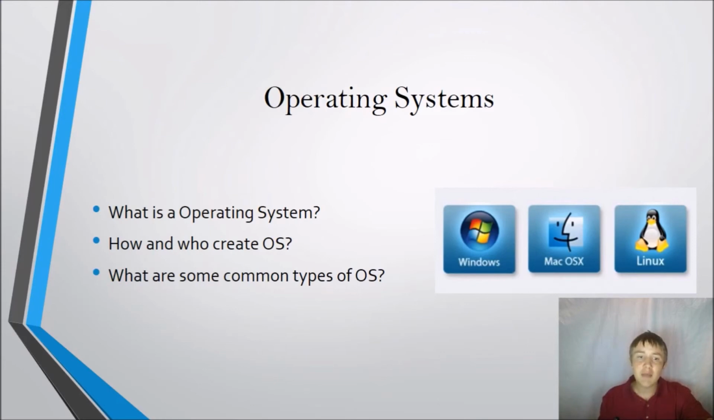How and who creates the operating system? Well, coders write code for the BIOS to read and distribute. It tells the motherboard, which tells the CPU to carry out the function. And what are some common types of operating systems? Well, the three most common ones are Windows, Mac, and Linux. And Linux is actually also the same thing as Android.